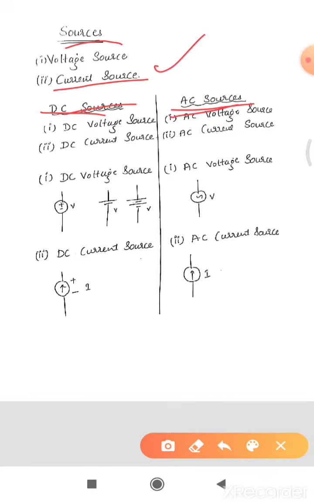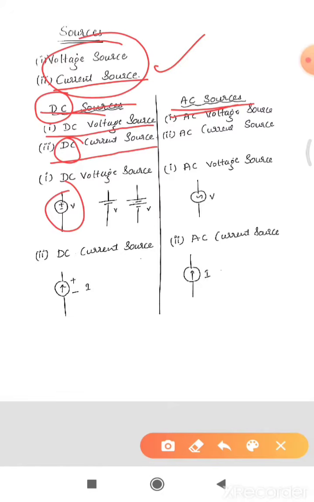As we have said, these two are the sources, voltage source and current source. If we are using a DC supply, then it will be a DC voltage source. And the current source, if you are using a DC supply, is called a DC current source. A DC voltage source is represented with a circle, with a positive and a negative sign. DC has a polarity, whereas AC does not have any polarities.